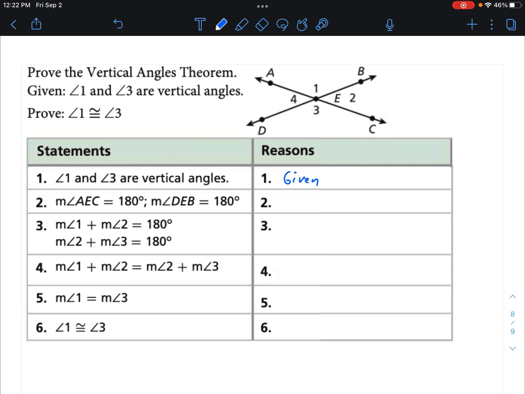So step 2, they wrote down that AEC, which if you look up there is a straight angle. DEB, also a straight angle. We're saying they're both 180 degrees. How did we know that? You know, it didn't say 180 degrees in the picture. We know that because that is the definition of a straight angle.